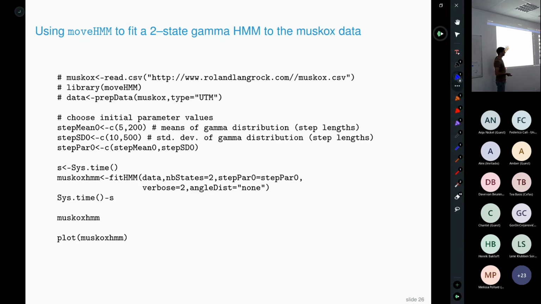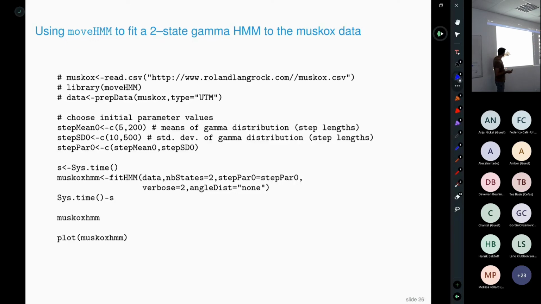Here the rule would usually be to take 2 large values. The larger these are, the wider these distributions are, and that way you make sure that all the observations are covered, at least. Okay, so this is just choosing these initial parameter values. In principle, we also have to choose initial values for the transition probabilities, but that can be automated, because these transition probability matrices always have the same structure. They always have the large values on the diagonal. So this can be automated, and the moveHMM package, by default, will do that for you. So you don't need to worry about that. You just need to select the starting values for the gamma distribution.